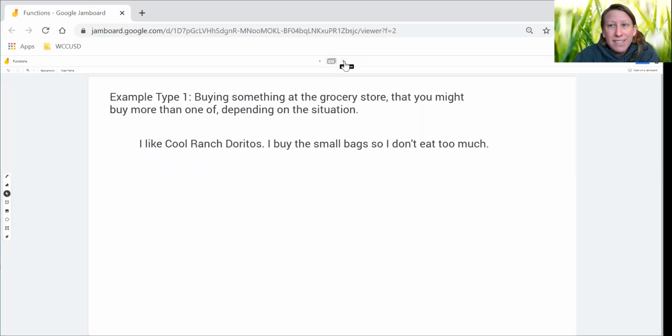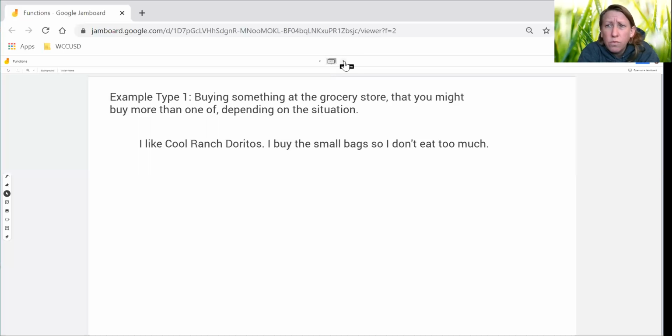So here's the first type of example. There's going to be a whole bunch. They'll get more complicated as we go. This is one of the most basic. So you go to a grocery store and you buy something. And for it to be a function, you want to have something to buy that you might buy more of or less of depending on the situation, or something you're going to buy over and over again. So for me, I like Cool Ranch Doritos. I buy the small bags so I don't eat too much, little portion control.